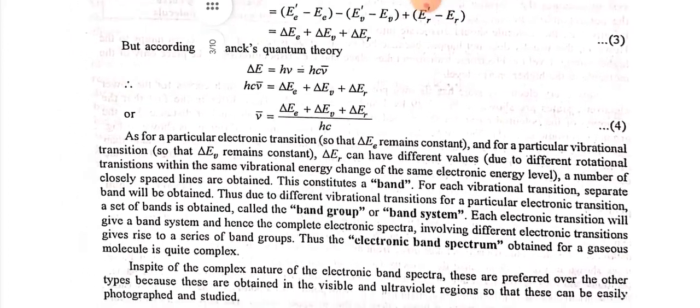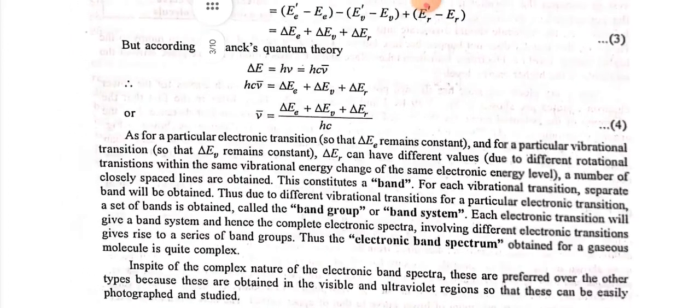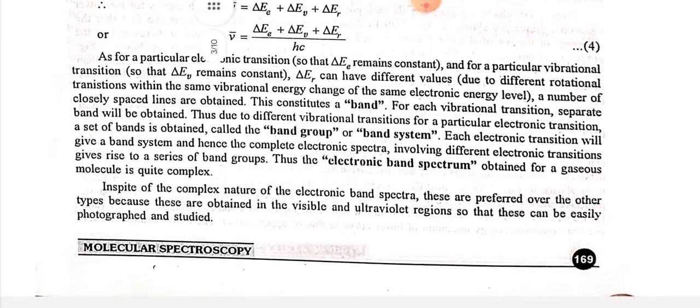But according to Planck's quantum theory, delta E is equal to h nu, that is equal to h c nu bar. So h c nu bar is equal to delta E_e plus delta E_v plus delta E_r. So nu bar is equal to delta E_e plus delta E_v plus delta E_r upon h c. Equation number 4.